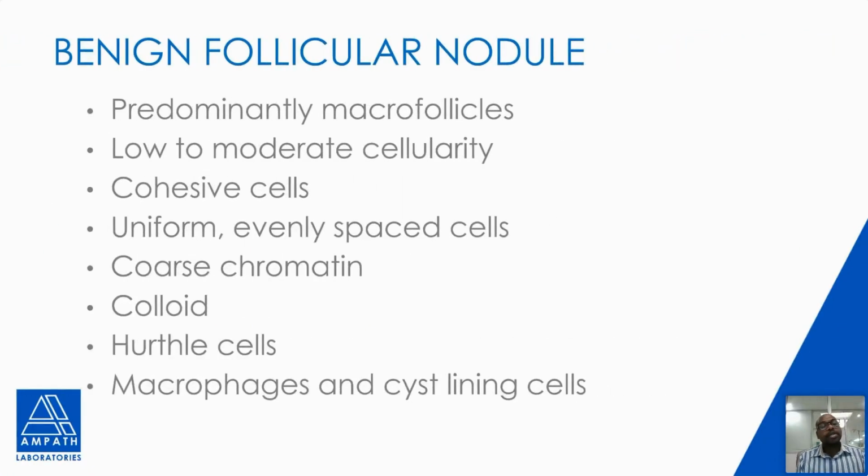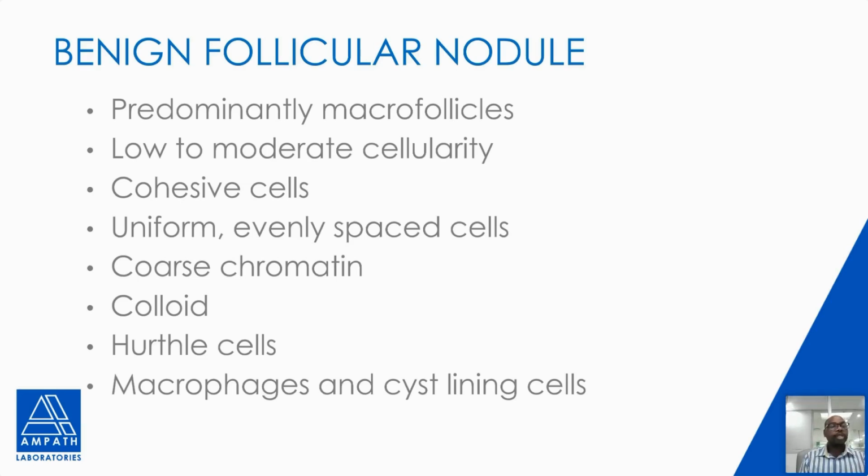And then the second category is benign follicular nodule. The criteria is that you predominantly have macro or large follicles, low to moderate cellularity. You have cohesive follicular cells, uniform, evenly spaced cells. So there shouldn't be crowding of cells or overlapping nuclei. They should be uniform, evenly spaced cells.